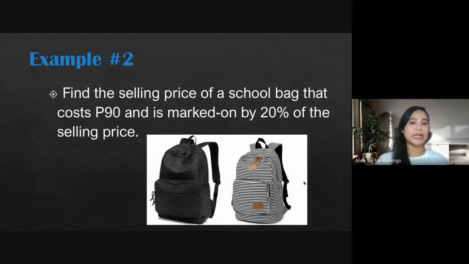So this time, find the selling price of a school bag that costs 90 pesos and is marked on by 20% of the selling price. So from this problem, ano ang mga nakita nyong given? Ano ang mga given natin? To this second problem, ano yung mga given natin? Ano ang given natin dito?